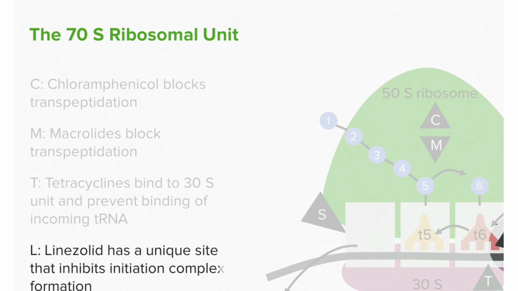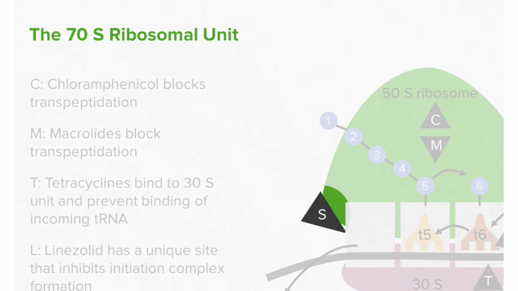Linezolid has a unique site that inhibits initiation complex formation. So the initiation complex is the very first reaction that brings the 30S and the 50S together and allows everything to start working. On the other end of the production line there, the streptogramins block exit ports for polypeptides, so new ones can't come in and overall translation is inhibited.